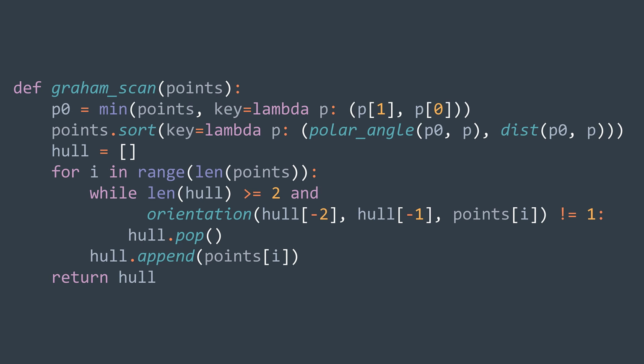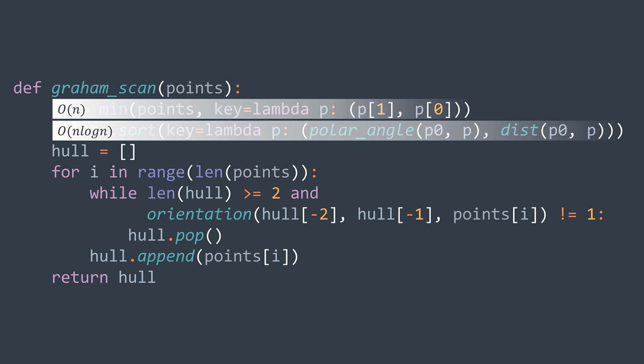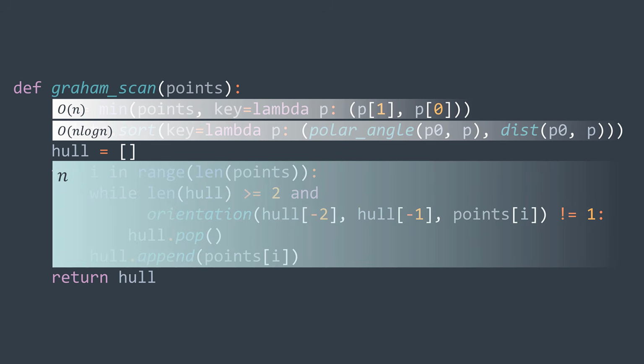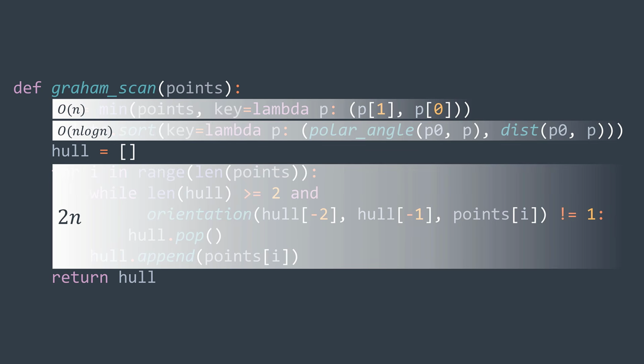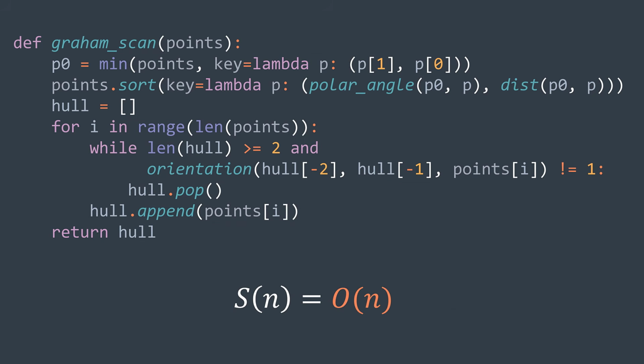For the time complexity, finding P0 costs O of n because we just traverse points. Sorting the points costs O of n log n because calculating the polar angle is an O of 1. Then we have a loop that is traversing the points. Here, even if we have an inner loop, the total number of iterations done by the while loop is n, because every point is pushed and popped only once, and we have n points. So in total, this loop costs 2n. We get T of n is equal to O of n plus O of n log n plus 2n, which gives an O of n log n time complexity. And for the space complexity, we got O of n because of the hull.